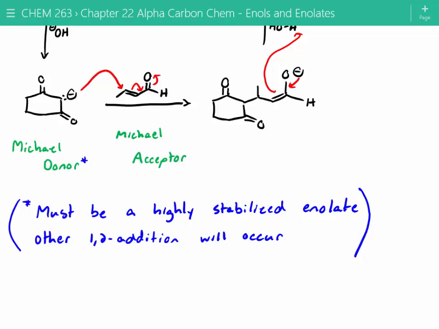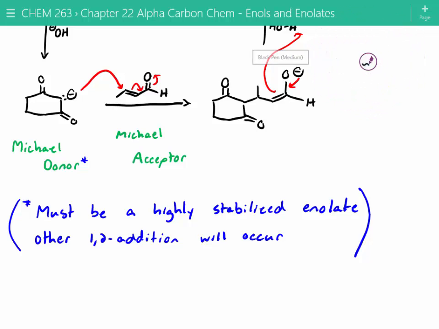You said weaker nucleophiles like to do 1,2 additions. Sorry, weaker nucleophiles like to do 1,4 addition. I might have misspoke. Strong nucleophiles will add directly into the carbonyl. Weaker nucleophiles will do the conjugate addition and attack in the beta position. Yep.